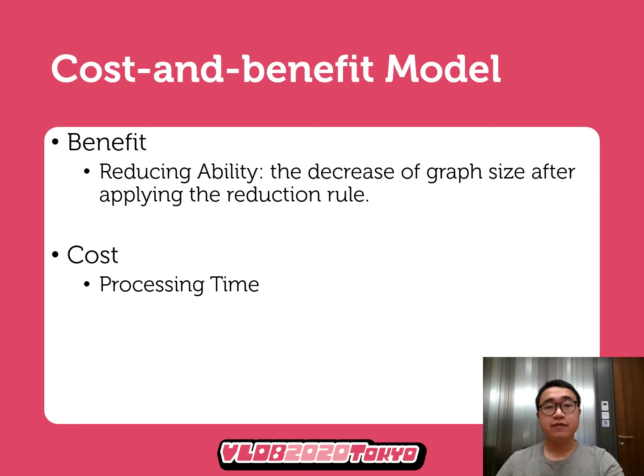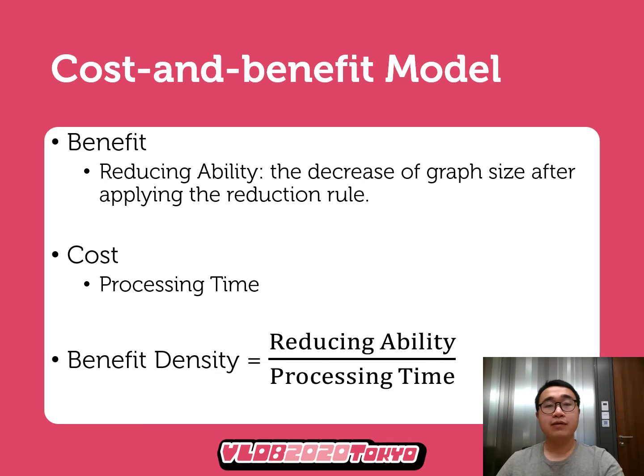Facing this challenge, we propose a cost and benefit model to evaluate the performance of each reduction rule. Benefit is defined as reducing ability, which represents the decrease of graph size after applying the reduction rule. Cost denotes time cost. It's simply defined as the processing time consumed by the reduction rule. And finally, the performance of a reduction rule is formulated as benefit density, the ratio of benefit to cost.